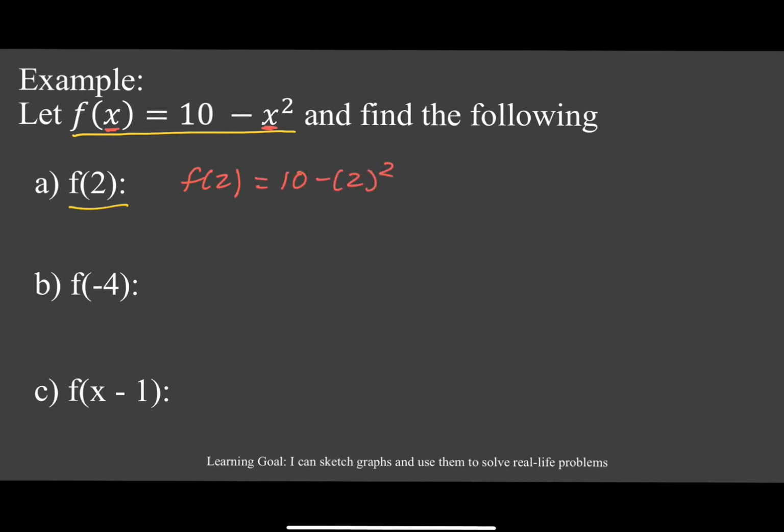And so now it's just a matter of doing the arithmetic to simplify this out, and we get 10 minus 4, which we know is 6. And so what this is telling us is that our function evaluated at 2 gives us an output of 6.